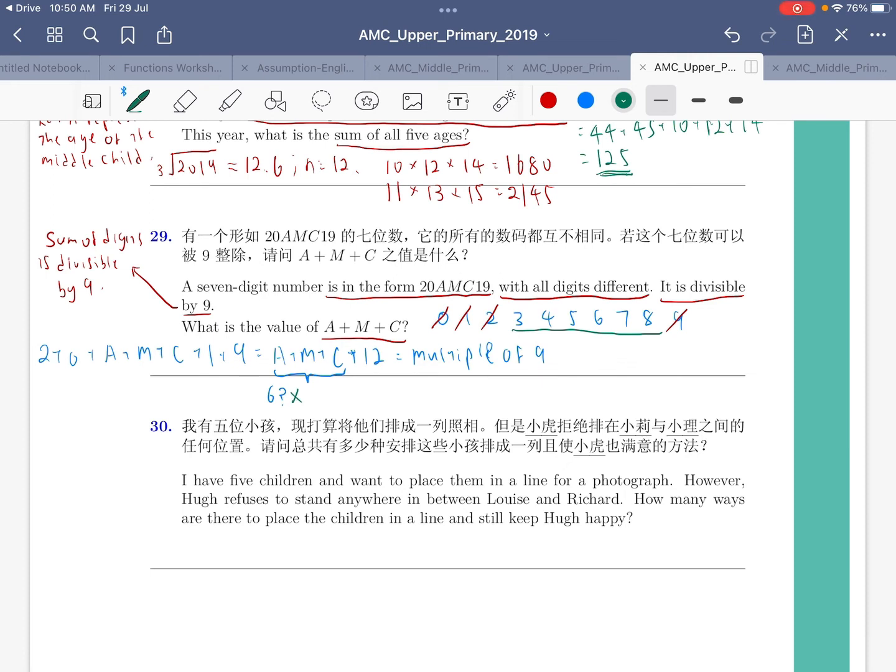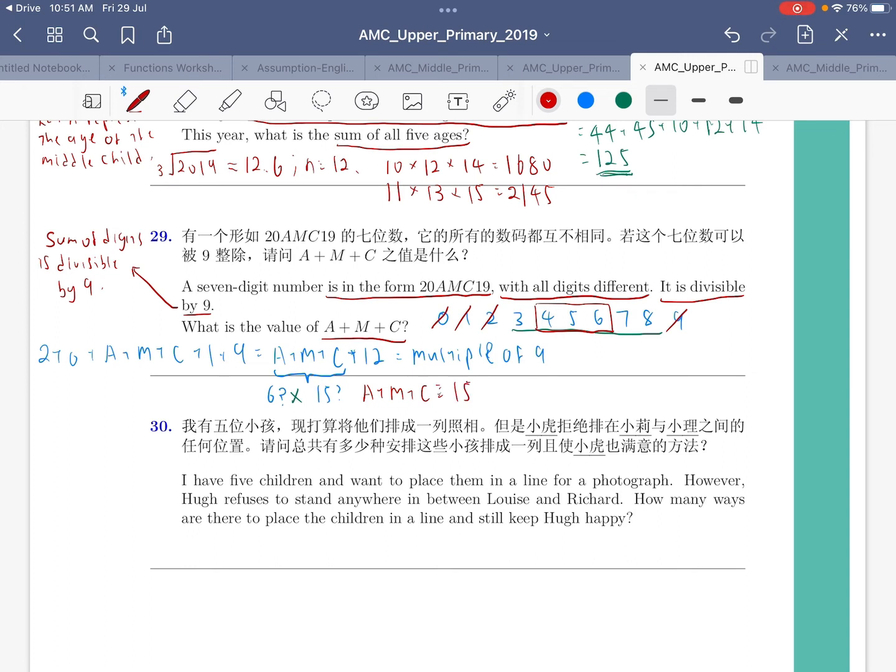Now, in this case, what do we have to do? We have to go another round, aka add another 9. So 6 plus 9 is going to be 15. What about 15? Is it possible for us to form a 15 using 3 digits? Yes, because the numbers 4, 5, and 6 add up to 15. And hence, we can immediately conclude that A plus M plus C must be equal to 15.